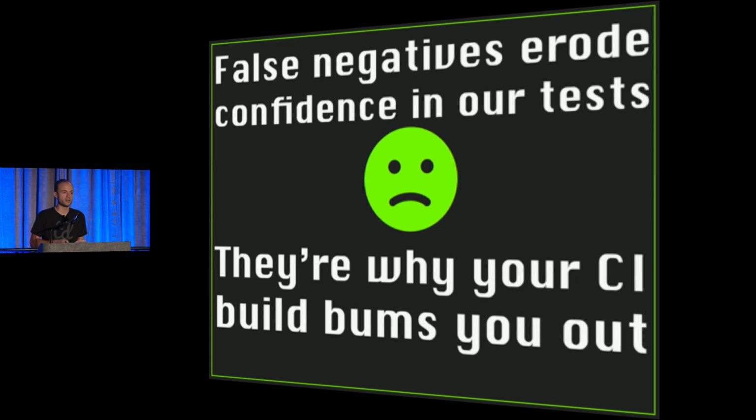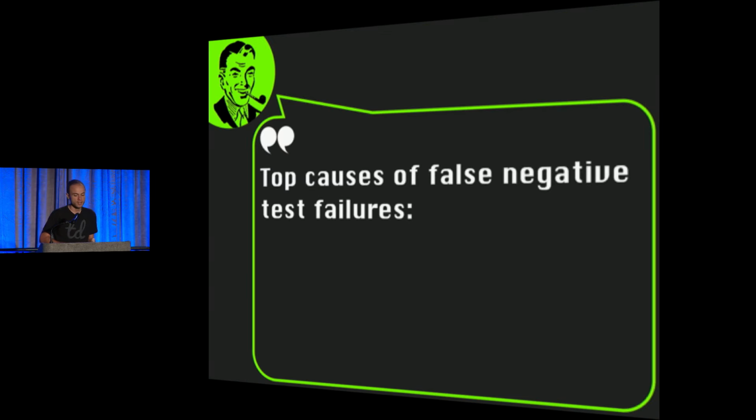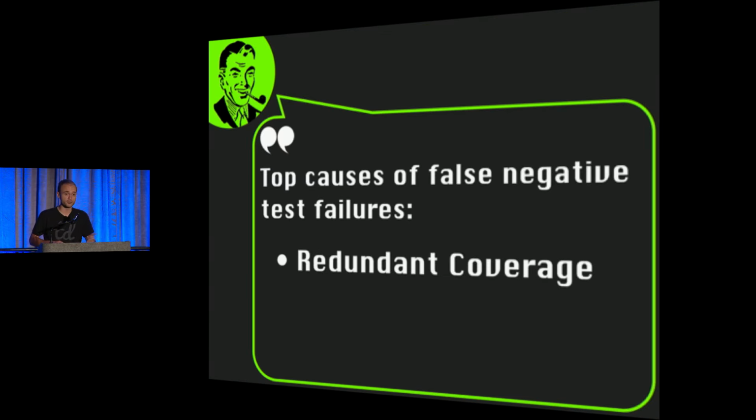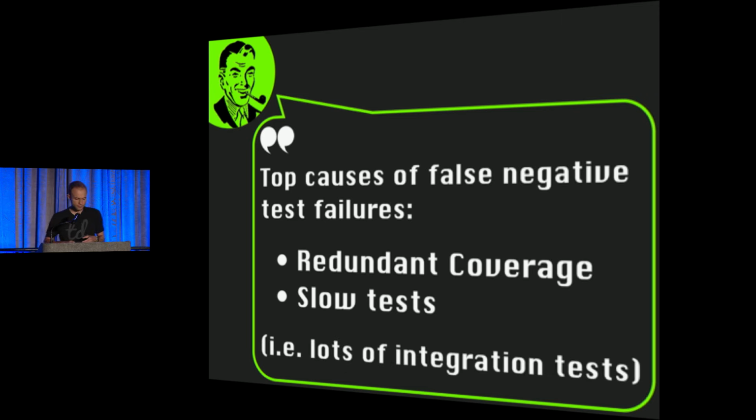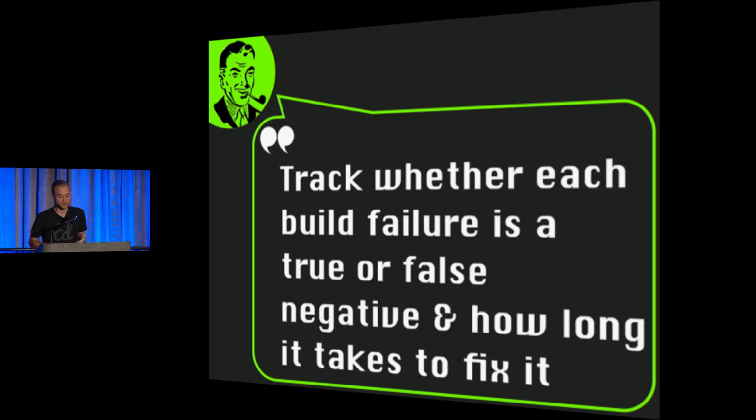They're why CI tends to bum people out. They'll see a build failure and then they'll say, oh shoot, I forgot to update a test. The top causes of false negatives are having a lot of redundant coverage, so people not anticipating certain tests to break when they make an incidental change over in this other corner of the system. And slow tests, because if the build's too slow to run locally before you push each time, you're going to have to wait until the build breaks and then the whole team is looking at it, i.e. having lots of integration tests.